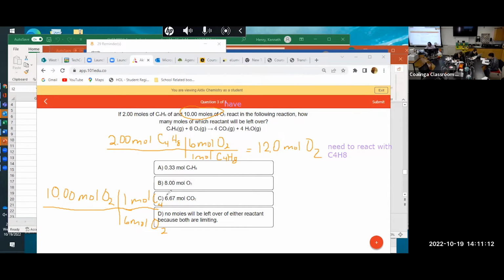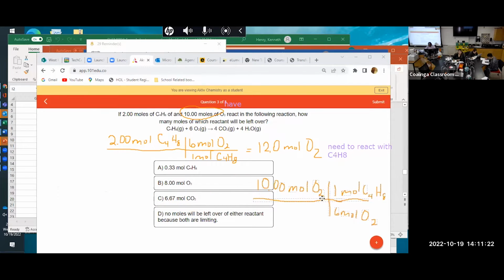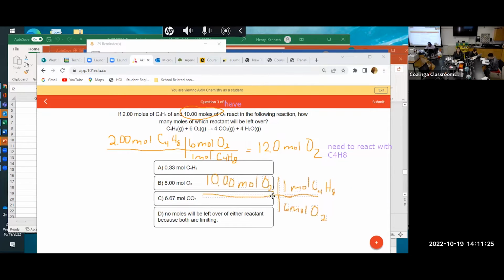So for every 6 moles of oxygen, you have 1 mole of butene. I'll move it over so you guys can actually see it. So then that would equal 0.66. Okay, so then that would be my excess.